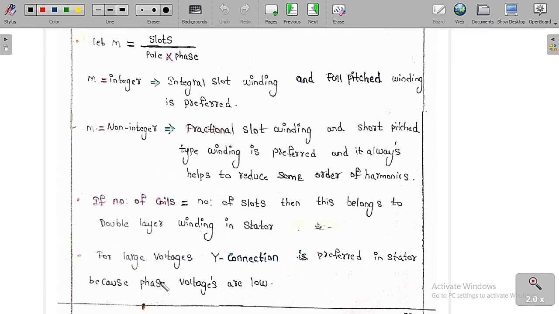So for large voltages, star connection is preferred in the stator because phase voltages are always low.